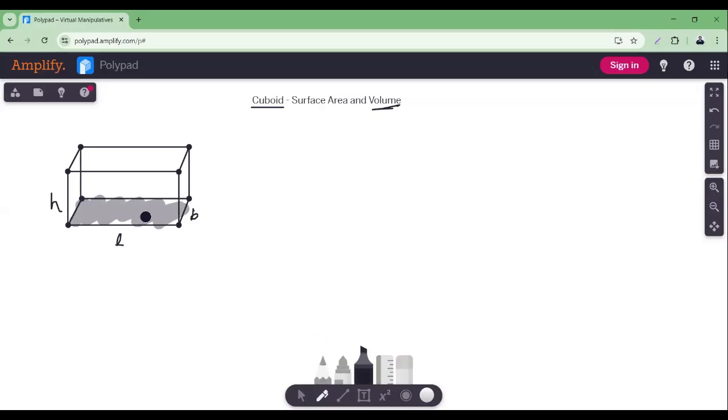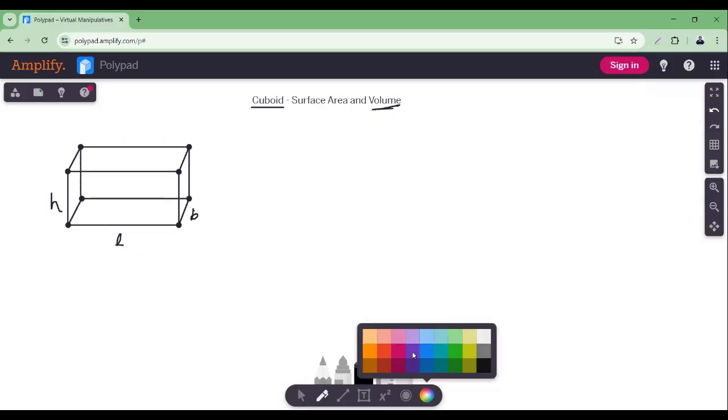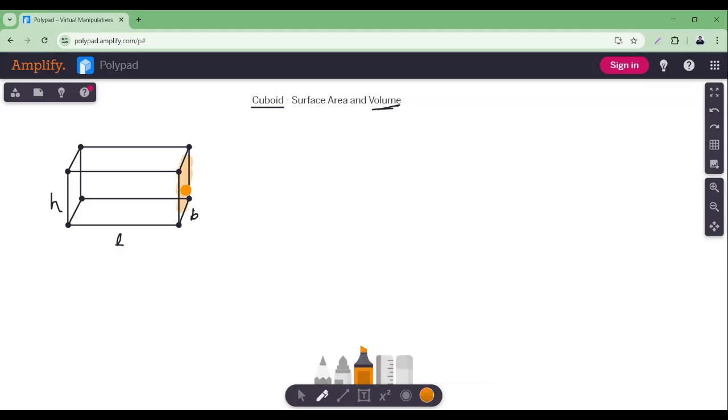If you see the bottom surface here, this one and this one are exactly the same, because length and breadth are the same, isn't it? Now, the right side surface and the left side surface are both identical. That is one pair. Another pair is the top and the bottom, which are the same, correct? Now we'll go one by one and see what the area is.